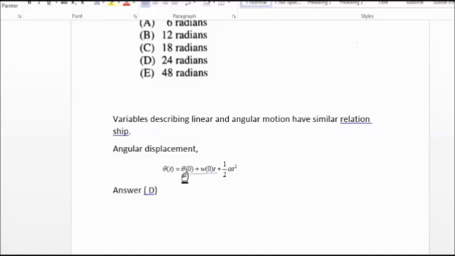We can take theta_0 to be 0. Then what we need is theta_t minus theta_0, that is the displacement. Omega_0 is 0 because it is starting from rest. Then alpha is 3 and t is 4. So we get 24 radians. So the answer is D.